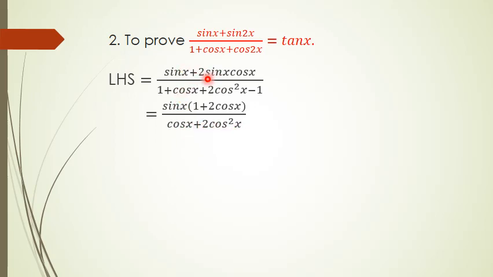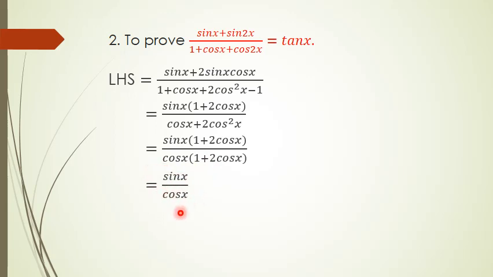In the numerator we observe a common factor sin x, and factoring that out we have sin x into 1 plus 2 cos x. In the denominator we also observe that cos x is a common factor. So we go on to factor out cos x. We remain with 1 plus 2 cos x, and this cancels with that, giving us sin x over cos x, and this is equal to tan x, which is equal to the right hand side.